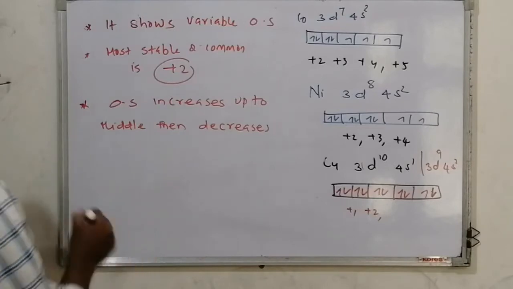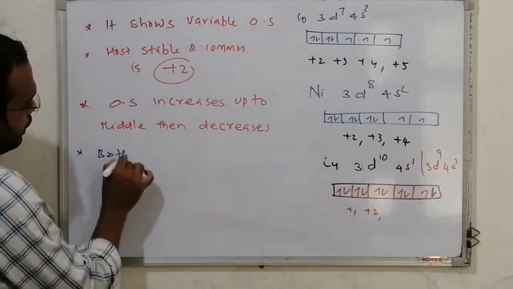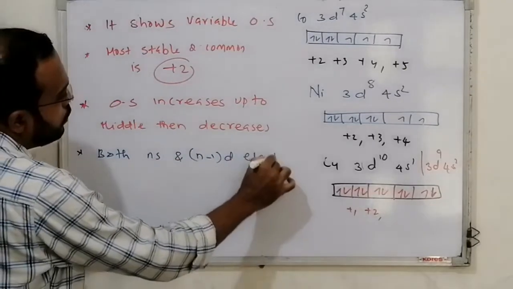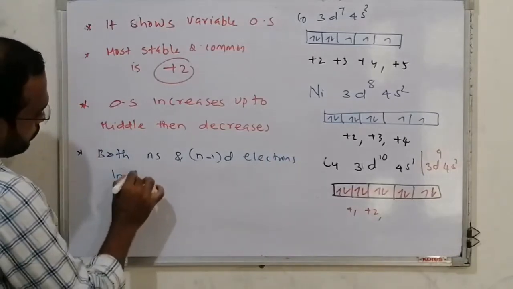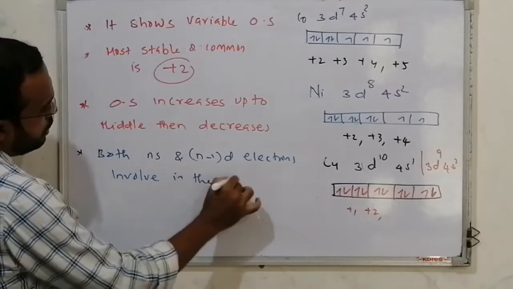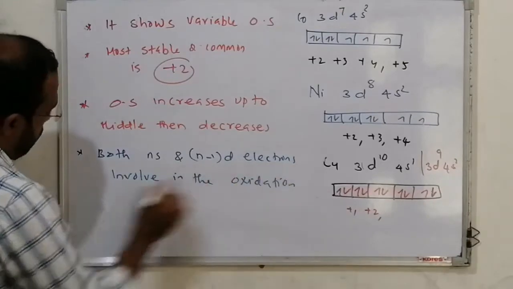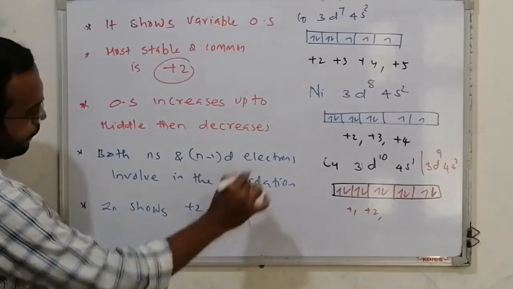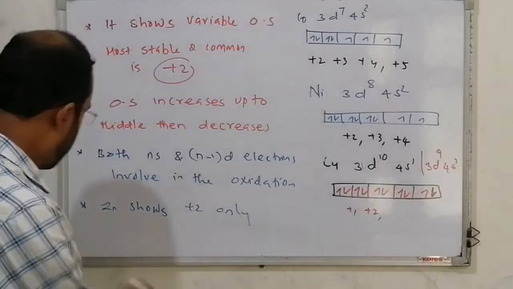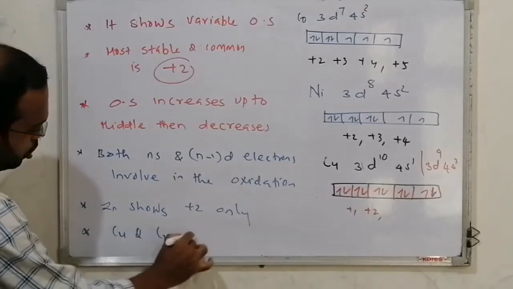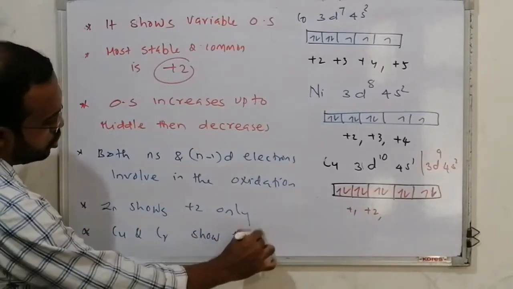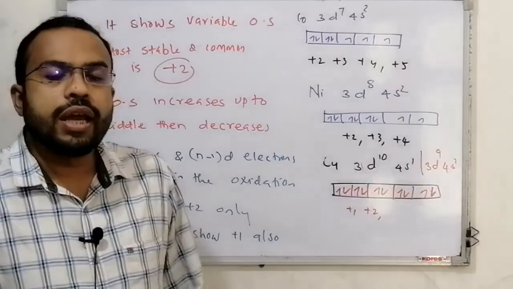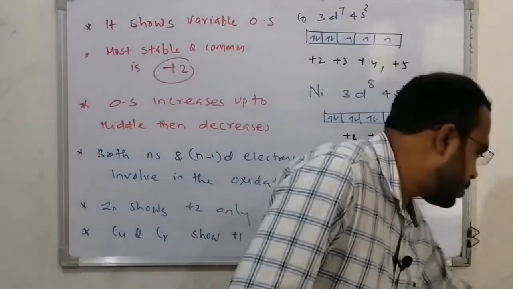Both NS electrons, NS and N-1 D electrons, are involved in the oxidation. Zinc shows +2 only. Copper and chromium show +1 also. This is all about the oxidation state of transition metals.